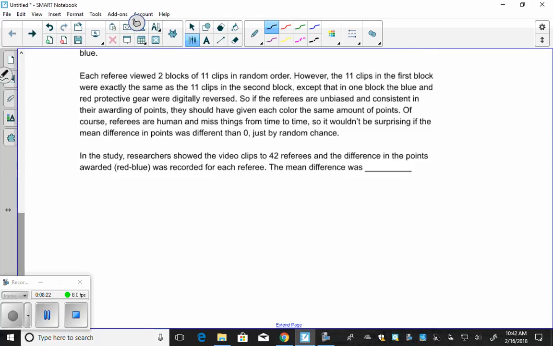And what they did was, in the clips, they used the same clip both times, but stand up for a second, just so we explain this pretty well.